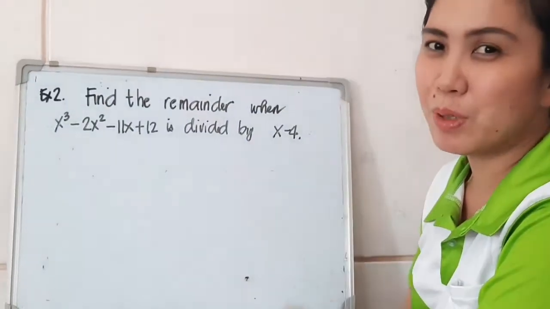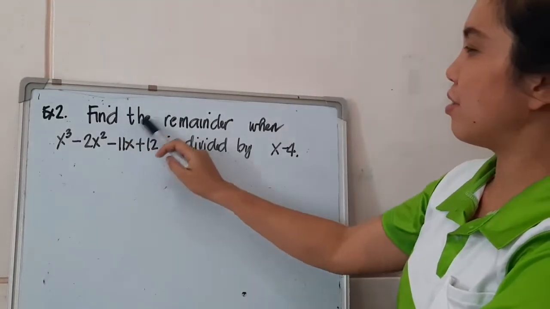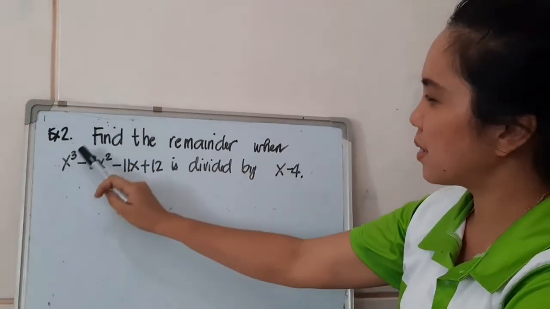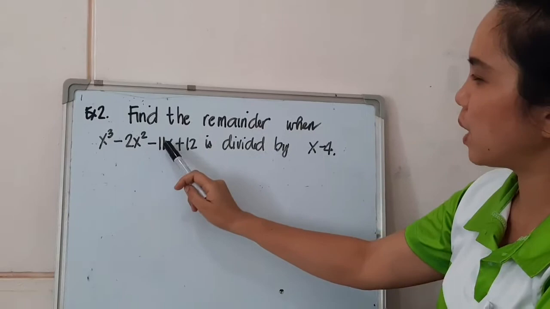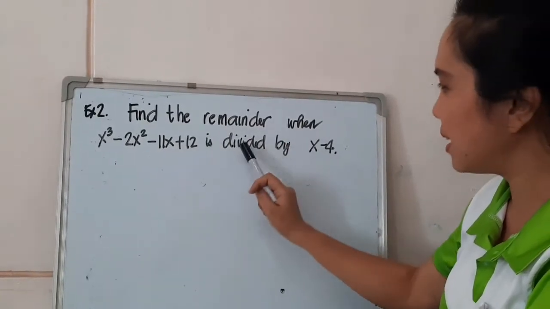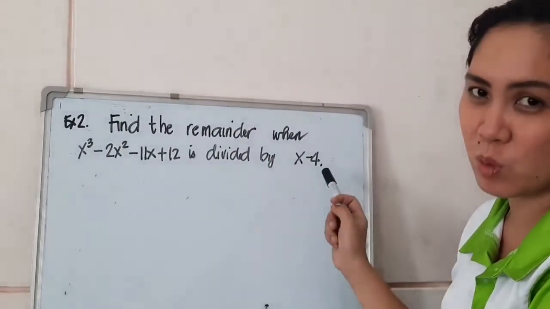We'll have example number 2. Find the remainder when x cubed minus 2x squared minus 11x plus 12 is divided by x minus 4.